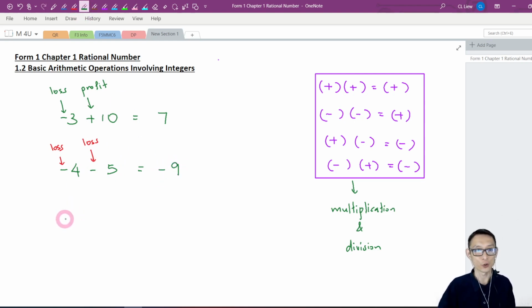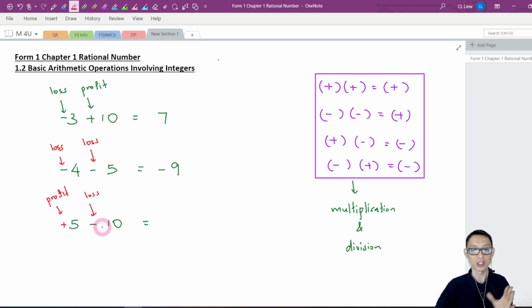Right? Okay, so how about 5 minus 10? You don't see any sign here. As I told you in the previous video, if you don't see any sign, it means positive. It means a positive number here. So this is a profit, and this is a loss. Now, profit 5 ringgit, loss 10 ringgit. Overall, you know the answer. This is a loss of 5 ringgit, right?